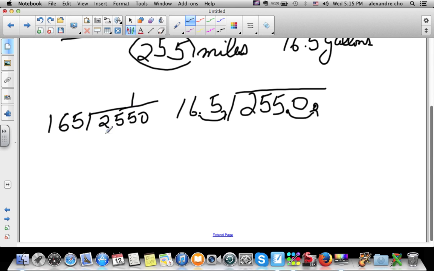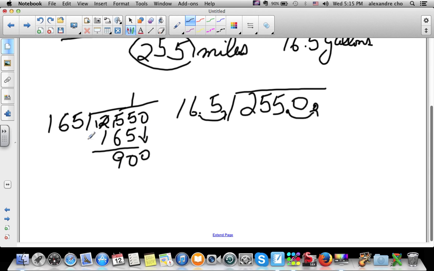165 goes into 255 one time. Let's subtract this. You need to borrow. Actually, you don't need to borrow that much, so let me go back. Let me write this again. 165. So this becomes a 1. This becomes a 15. That's good enough. 5 minus 5 is 0. 15 minus 6 is 9. Let's bring that 0 down.